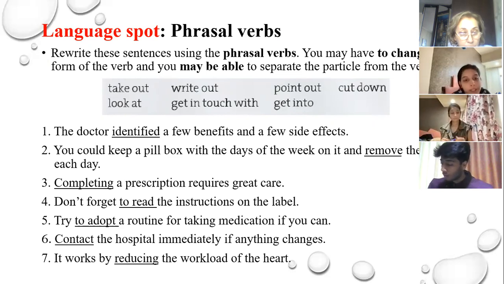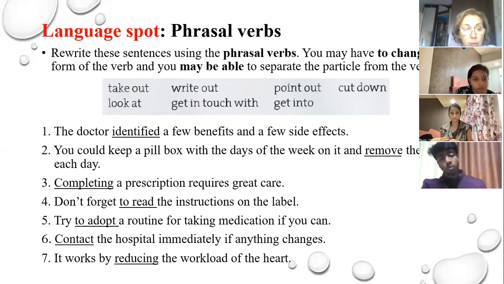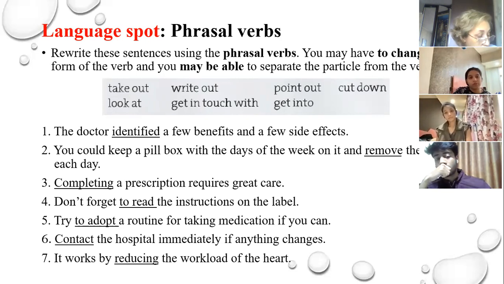So, Misha, please. Completing a prescription requires great care. Writing out a prescription requires great care. Yes, we should use it in the form of the gerund. Okay. So, Nivas, please. The fourth one is: don't forget to read the instructions on the label. After changing, we can say: don't forget to look at the instructions on the label. Good.